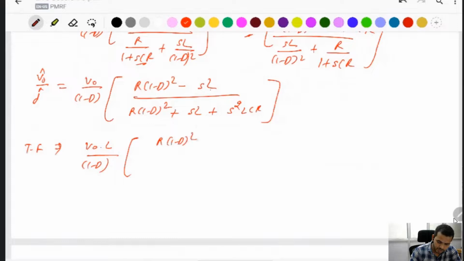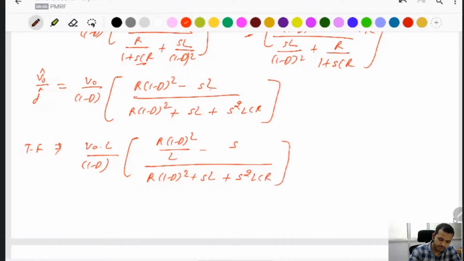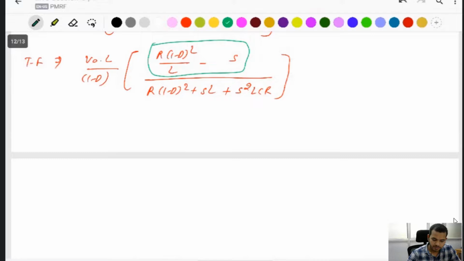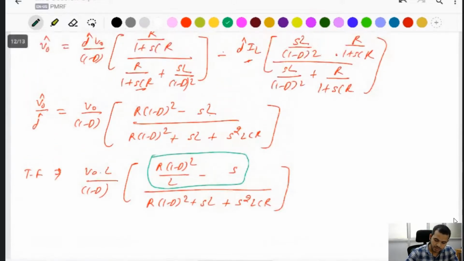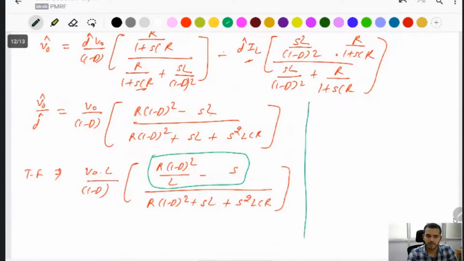R 1 minus d square divided by L minus S, divided by R 1 minus d square plus SL. This one is the zero in the right half plane. If this one is positive, then the zero is in the left half plane, but here it is a negative term. It means the zero of the system is in the right half plane, a non-minimum phase system.